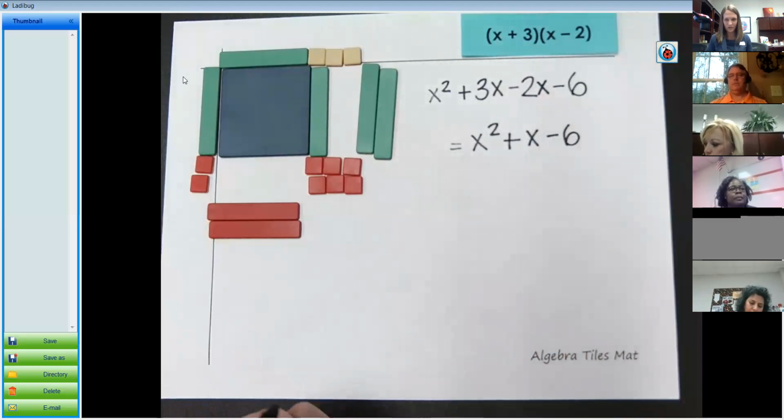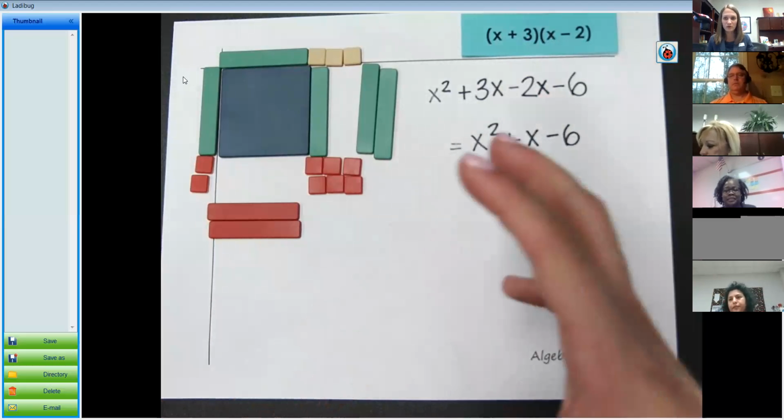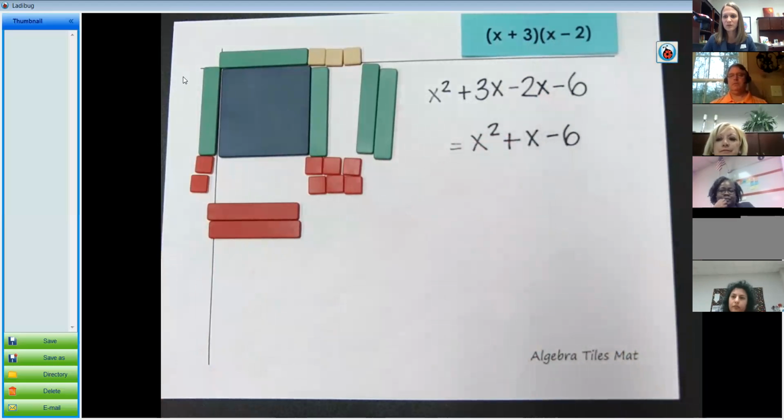All right, are we feeling okay? Thumbs up. Would you be able to model this if you were working with a small group of students that still struggled with multiplying polynomials?